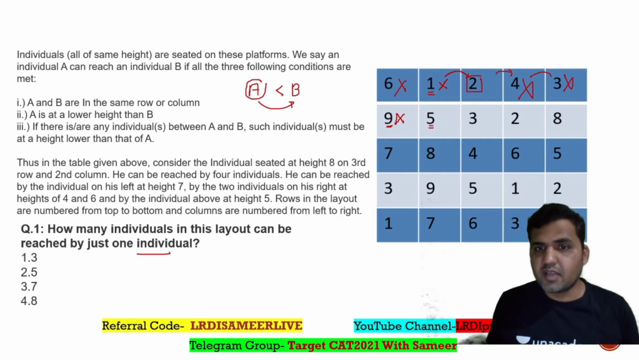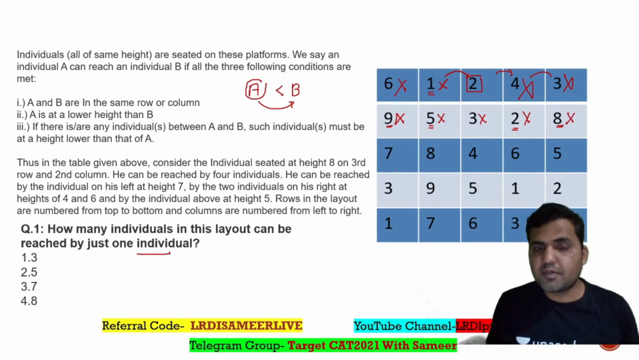If you look at 5, 5 can be approached by 1 as well as 3, so eliminate it. 3 can be reached by 2 on the top and 2 from the right, eliminate it. This particular 2 can be approached by none of the people. It cannot be approached by 3, 6, 8 and 4, so eliminate it. 8 can be approached by 2 and 3 both, so eliminate it.